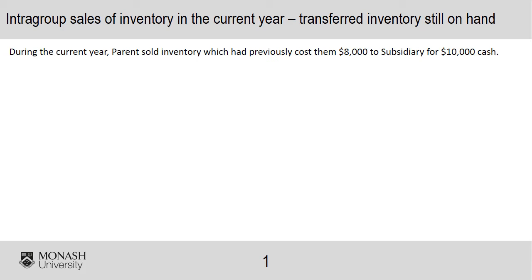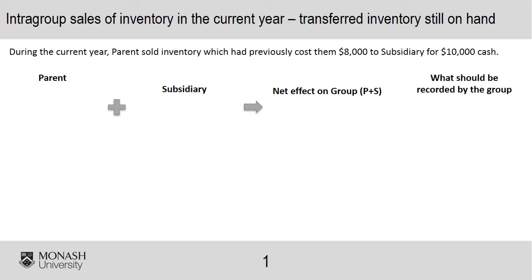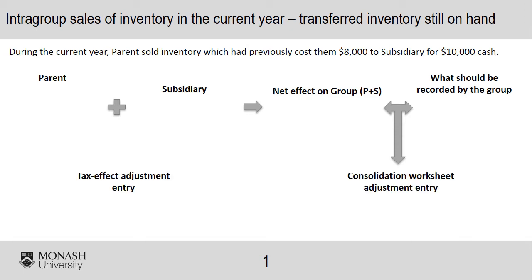In order to come up with the consolidation worksheet adjustment entry for the year, I will discuss what the parent and the subsidiary would record in their books, the net effect on the group by simply combining parent's book with subsidiary's book, what should be recorded by the group as a result of the transaction, compare the net effect on the group and what should be recorded by the group, and work out what we have to eliminate, and that would be our consolidation worksheet adjustment entry. Also, we have to consider the tax effect adjustment entry too.